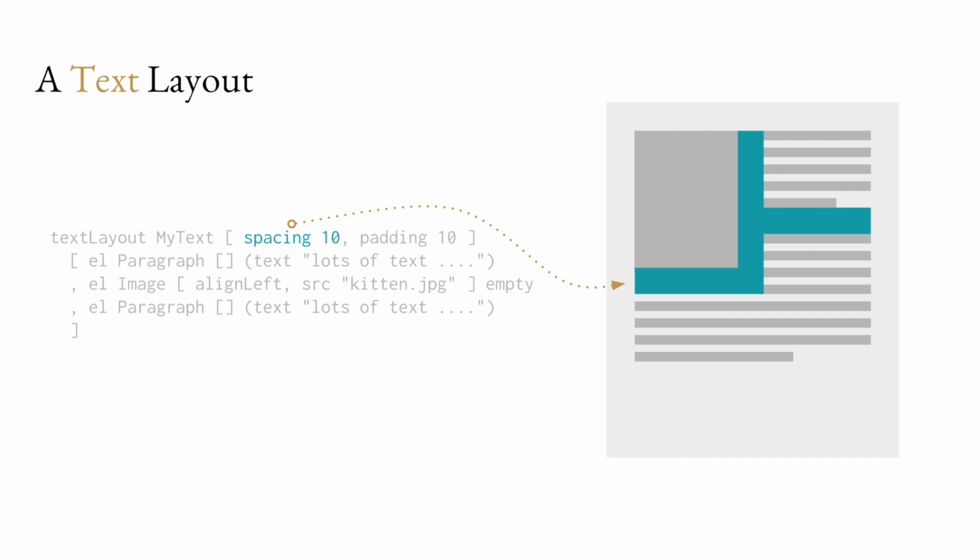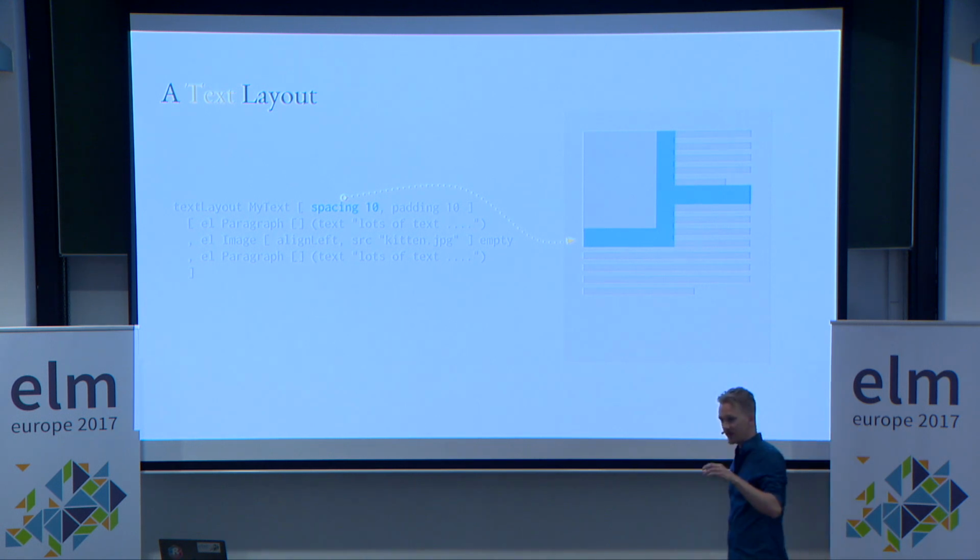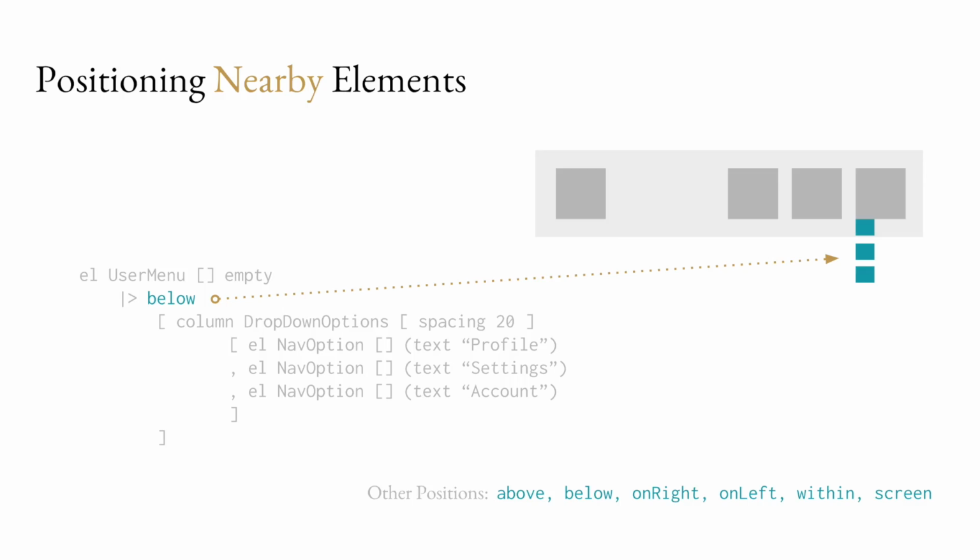Spacing is the exact same concept. So we established spacing 10, which means the spacing between everything is 10. We could set the vertical and horizontal spacing independently if we wanted to, but the idea is that we have this high-level design control over what the layout is doing.